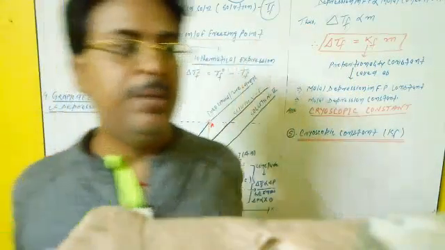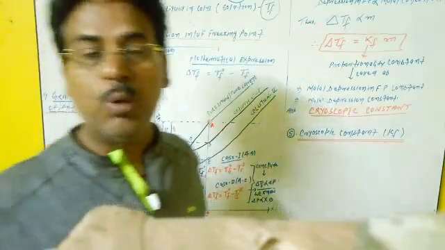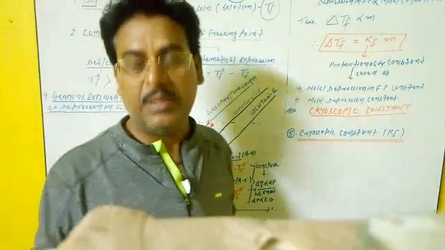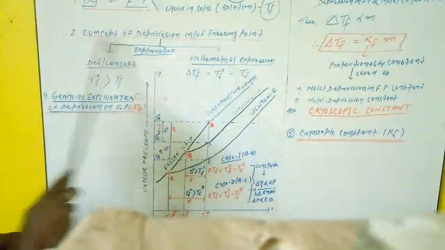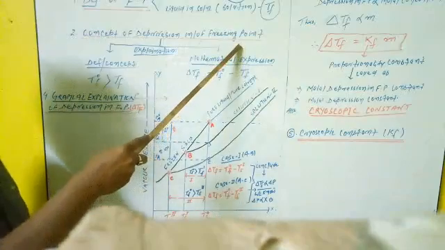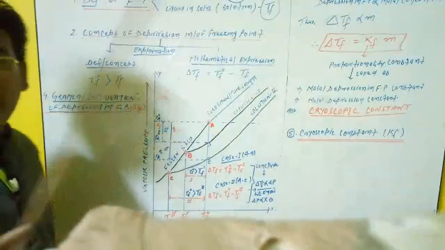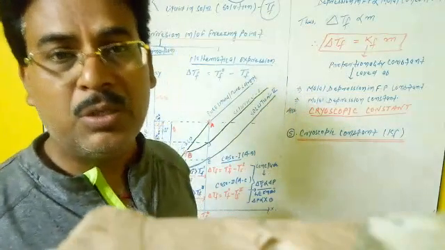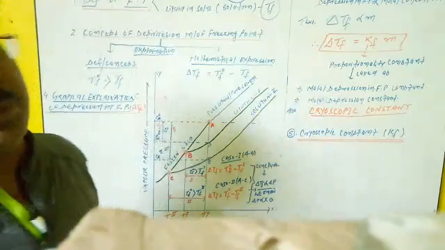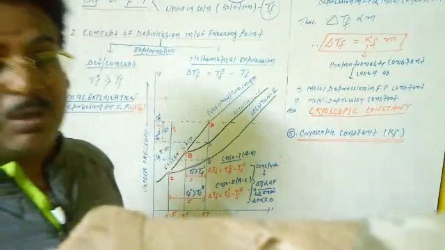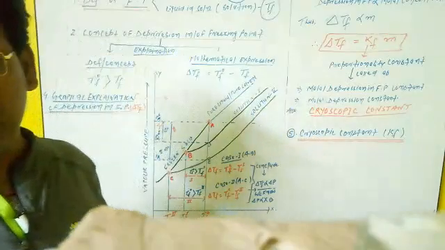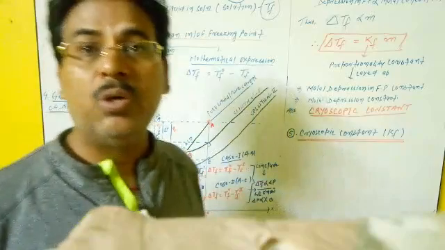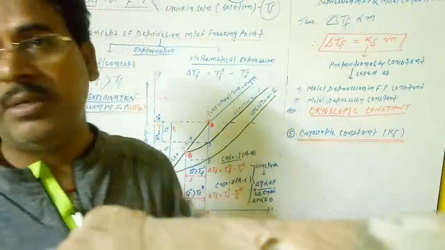The difference between the freezing point of the pure liquid and the freezing point of that liquid in solution is called depression in freezing point. In another language, the difference between the freezing point of the pure solvent and the freezing point of the solvent in solution is called depression in freezing point. For easy understanding, the difference between the freezing point of pure liquid and the freezing point of solution is called depression in freezing point.